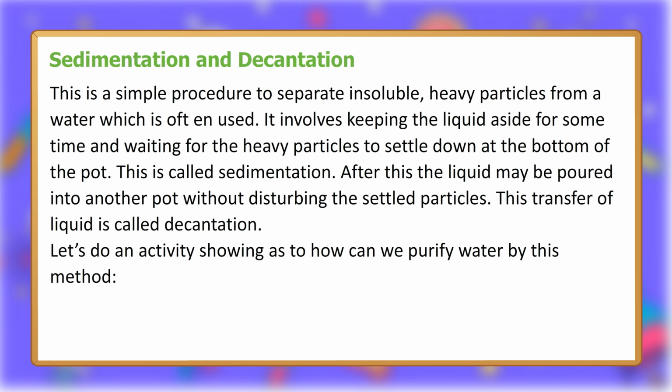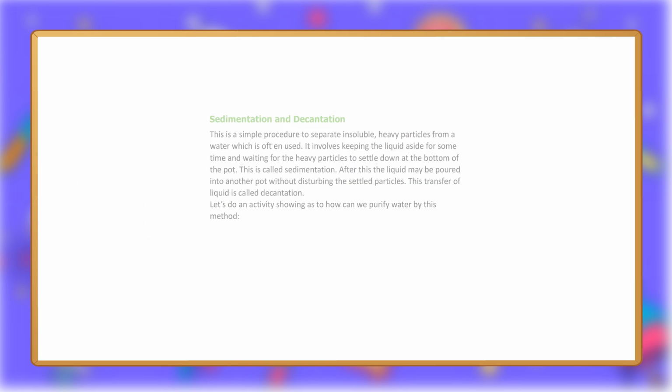Sedimentation and decantation. This is a simple procedure, often used, to separate insoluble, heavy particles from water. It involves keeping the liquid aside for some time and waiting for the heavy particles to settle down at the bottom of the pot. This is called sedimentation. After this, the liquid may be poured into another pot without disturbing the settled particles. This transfer of liquid is called decantation. Let's do an activity showing how we can purify water by this method.